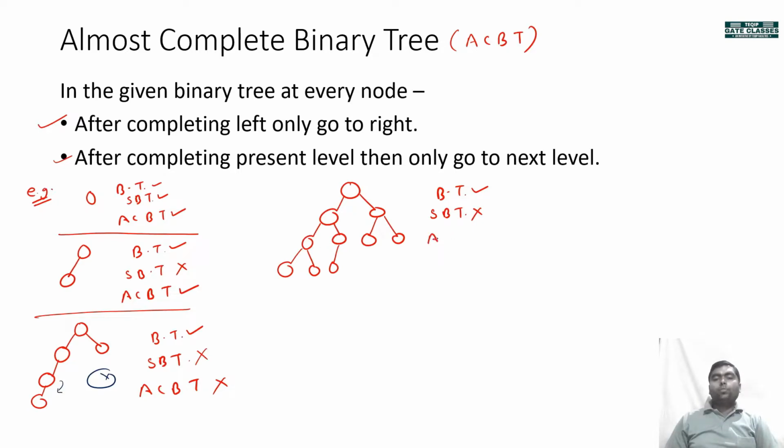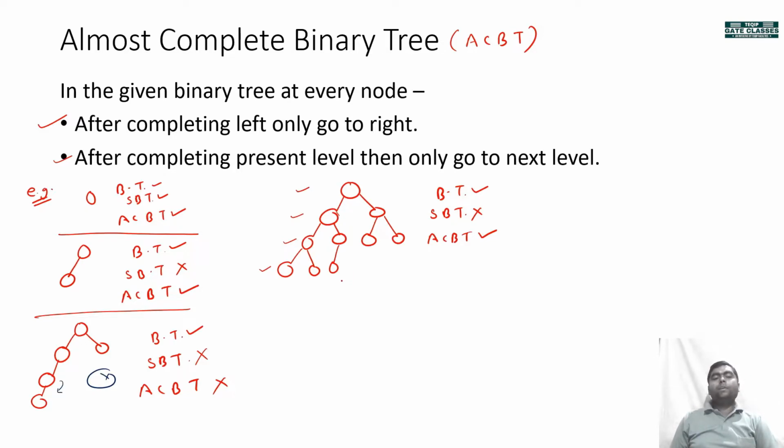And what about almost complete binary tree? So it is an almost complete binary tree. Why? Because it is satisfying both the conditions. At this particular level, the level is completely filled. This level is completely filled. This level is completely filled, and also at this last level, the insertion is from left to right. So this level may not be completely filled, but it is almost completely filled.